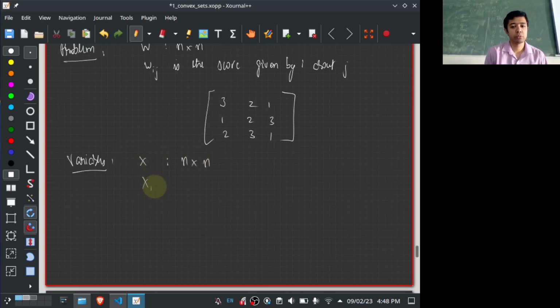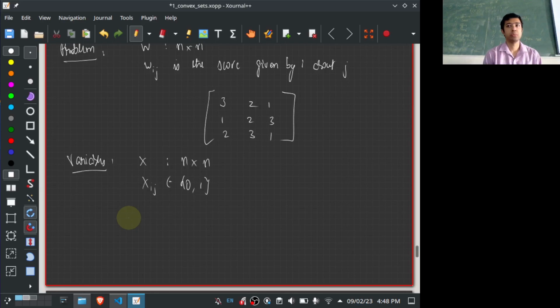So each xij is either 0 or 1. Okay, that's what we want. This is not sufficient. We want to ensure that each student i is allotted to exactly one advisor, and each advisor is advising exactly one student. How do you formulate that as a constraint?